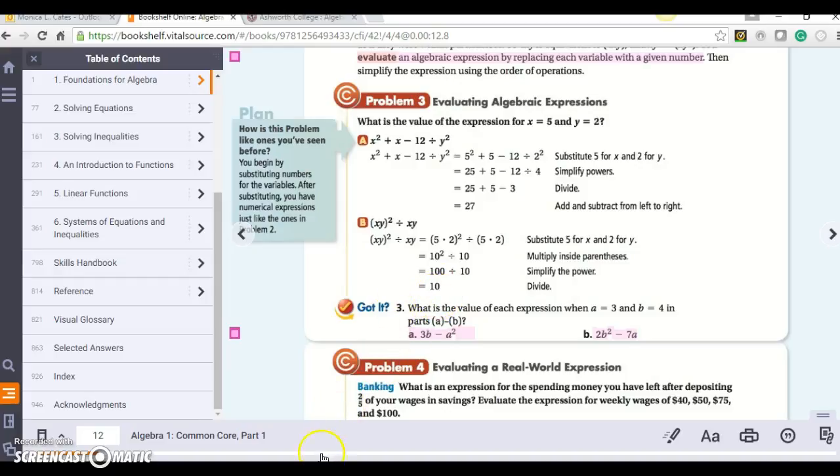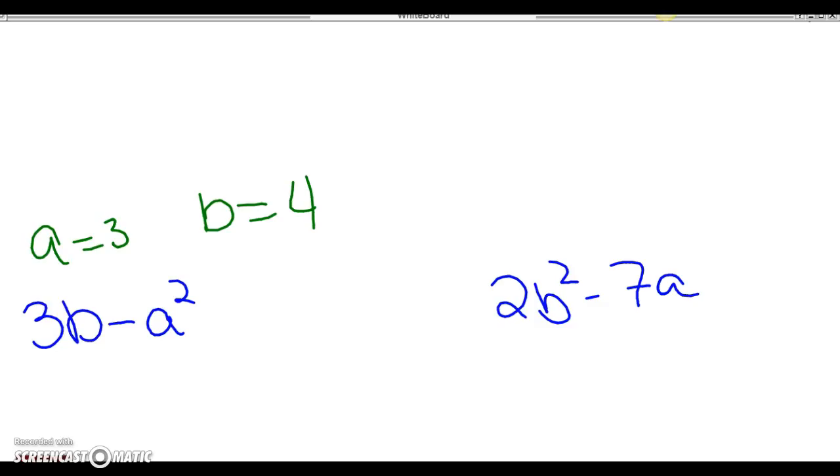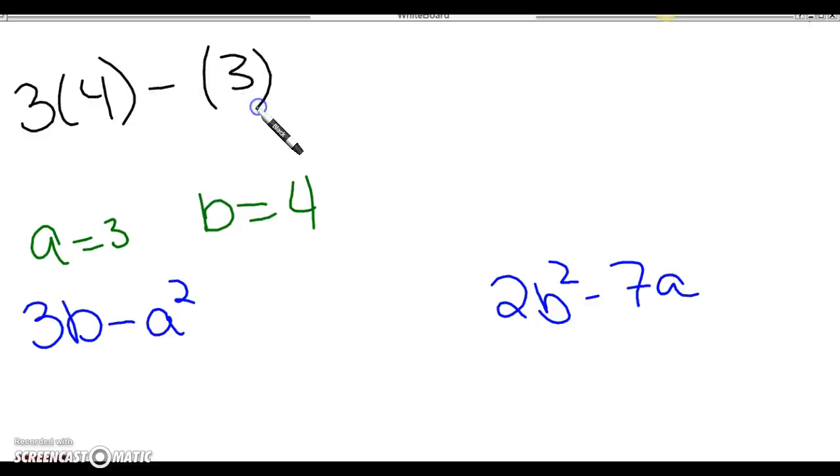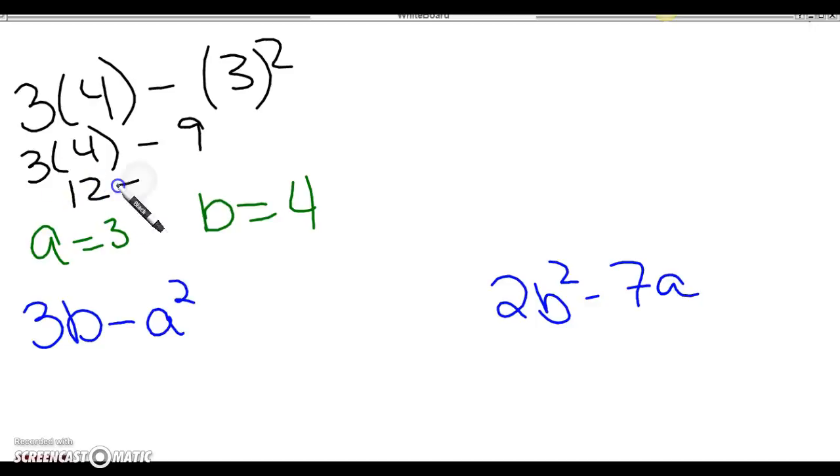Okay, let's look at the guided problem that I've written here on my whiteboard. I have a equals 3 and b equals 4. The first thing I'm going to do is plug in my values. So I have 3 times 4 minus 3 squared. The first thing I'm going to do is my exponent, so I have 3 times 4 minus 9. The next thing I'm going to do is multiply, so I get 12 minus 9.